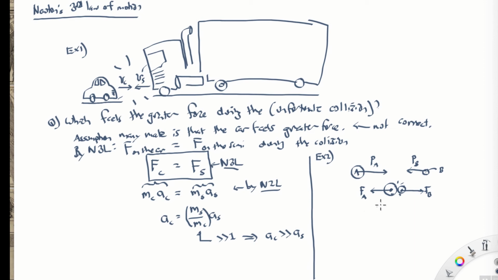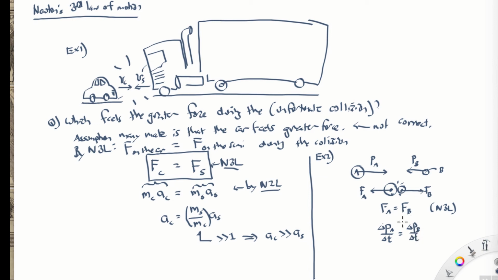Okay, so in other words, force A is equal in size to force B. This is Newton's third law, right? And now we can write, using Newton's second law, what is the force on A? I'm not going to write it as mass times acceleration. I'm going to write it as the rate of change of momentum of ball A and the rate of change of momentum of ball B.